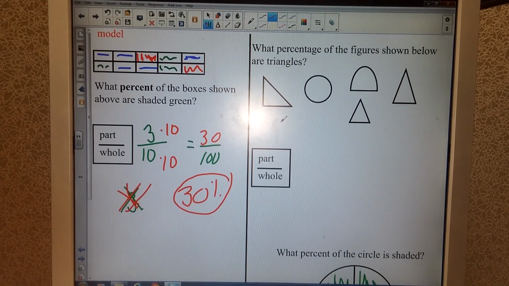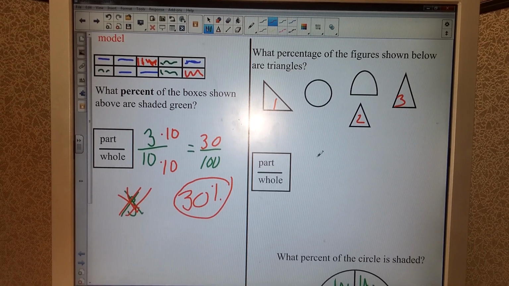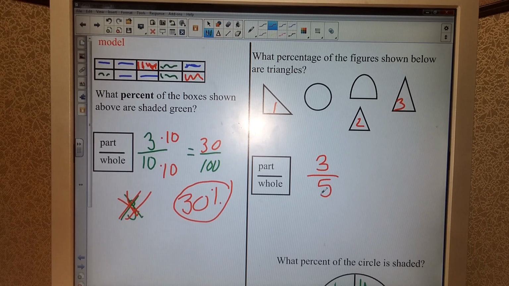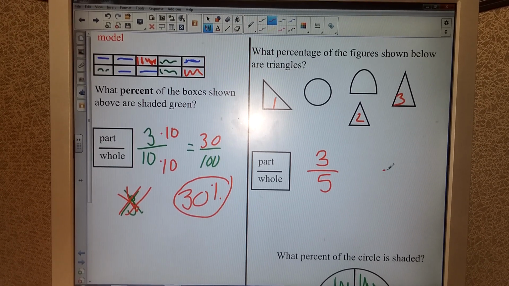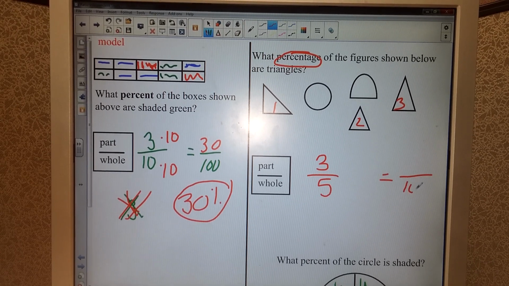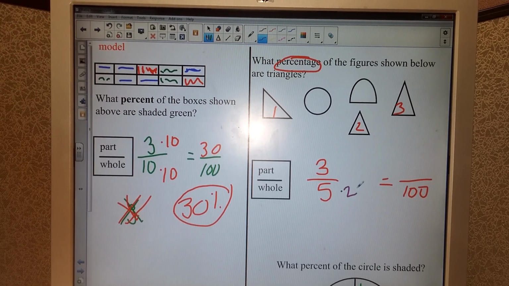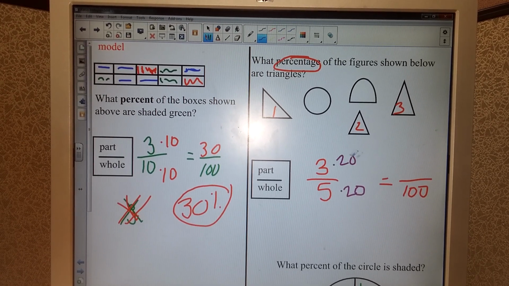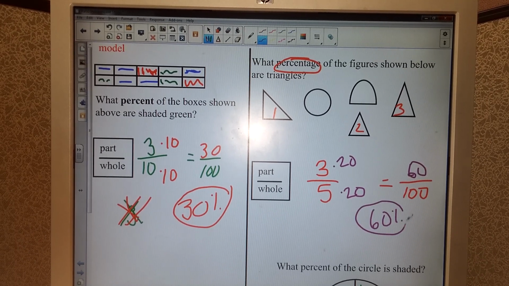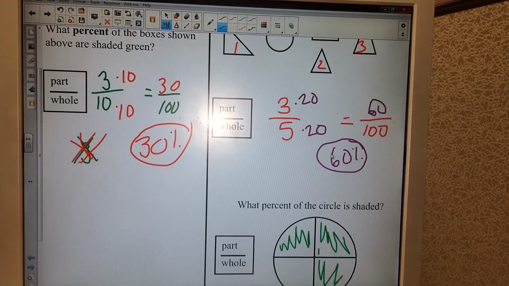Over here, what percentage of the figures shown below are triangles? Well, there are 1, 2, 3 triangles. In total, there are 5 figures here. To find the percentage of them that are triangles, again, we must have the denominator or whole out of 100. 5 times 20 will give us 100. 3 times 20 will give us 60. 60 out of 100 is equivalent to 60%, which means 60% of those are triangles.